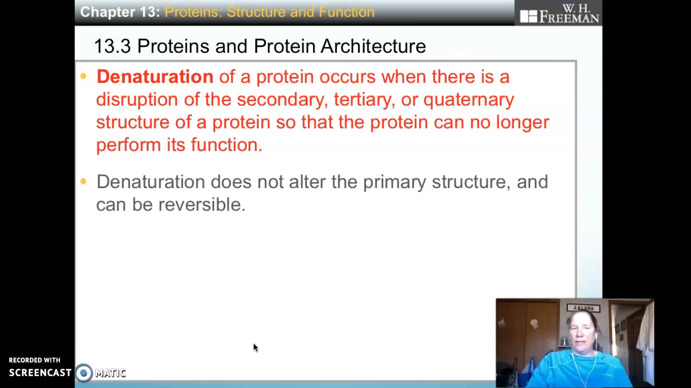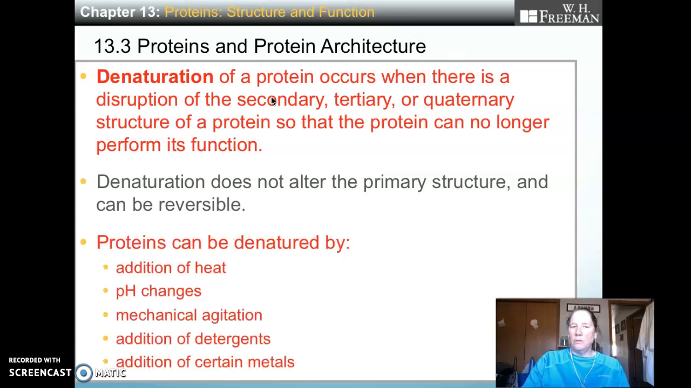That's called denaturing. The easiest way to denature a protein is to heat it. Most of the time, if you denature something, and if you don't alter the primary structure, the first one, it can be reversible. Not always, but if you don't mess with the amino acid sequence, most of the time you can reverse these things. Denaturing basically means changing or disrupting the shape of a protein, and then it can no longer do what it's supposed to do.